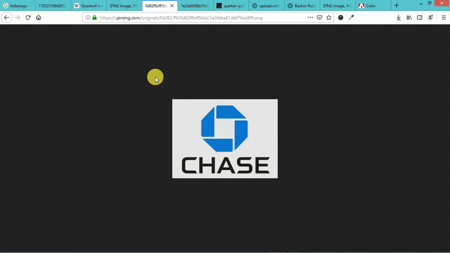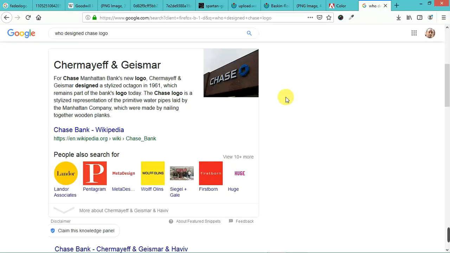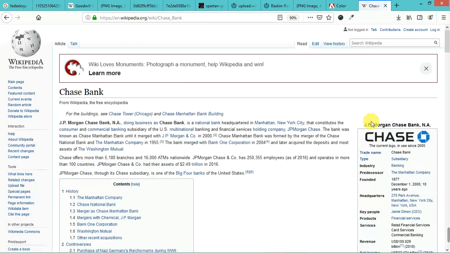This one, Chase Bank. Now, I believe, who made this logo? Hmm. Okay, so what's interesting about the Chase logo? According to this, they made a stylized octagon, and it's a stylized representation of the primitive water pipes laid by the Manhattan Company, which were made by nailing together wooden planks. I did not know this.